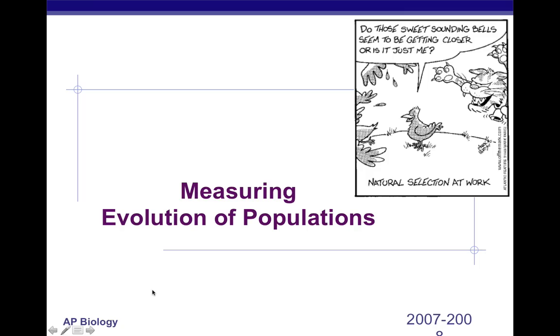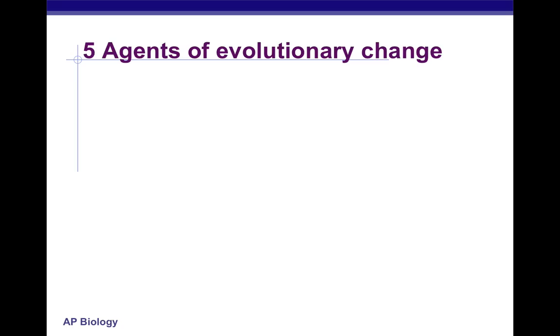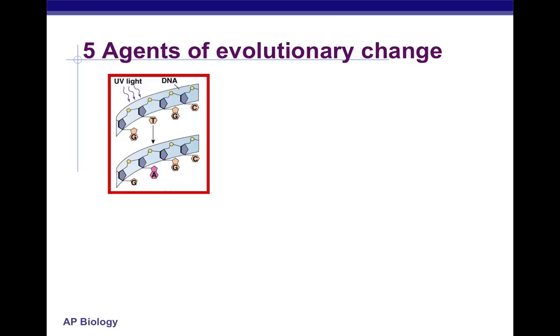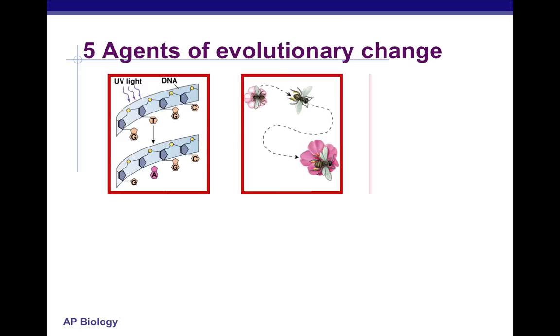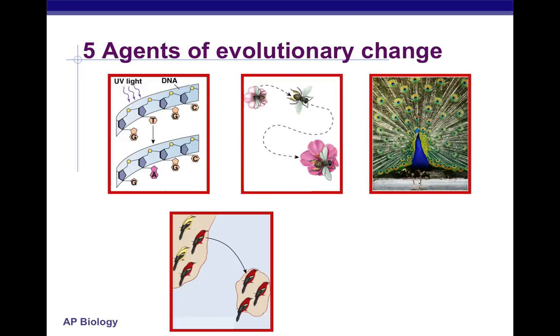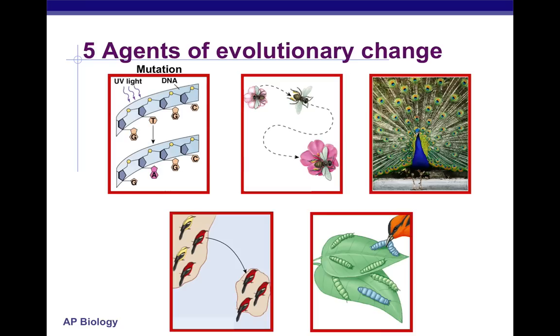Hello. Welcome back, guys. So we're going to continue looking at evolution a little bit more, and how scientists measure whether evolution has happened or not. So we've gone over the agents of evolutionary change, right? We said that they were mutations, gene flow, non-random mating, genetic drift, and selection. So these are things that drive evolution to occur.